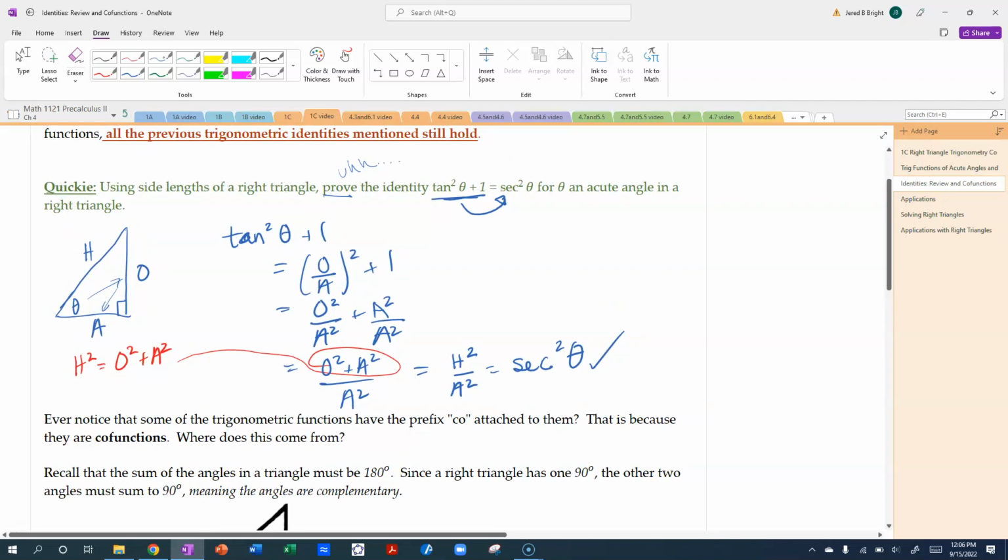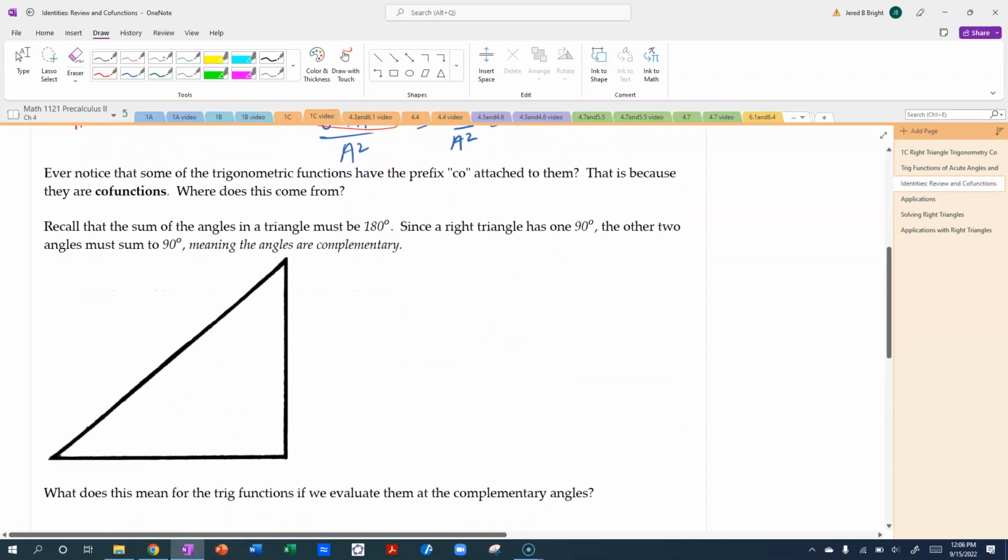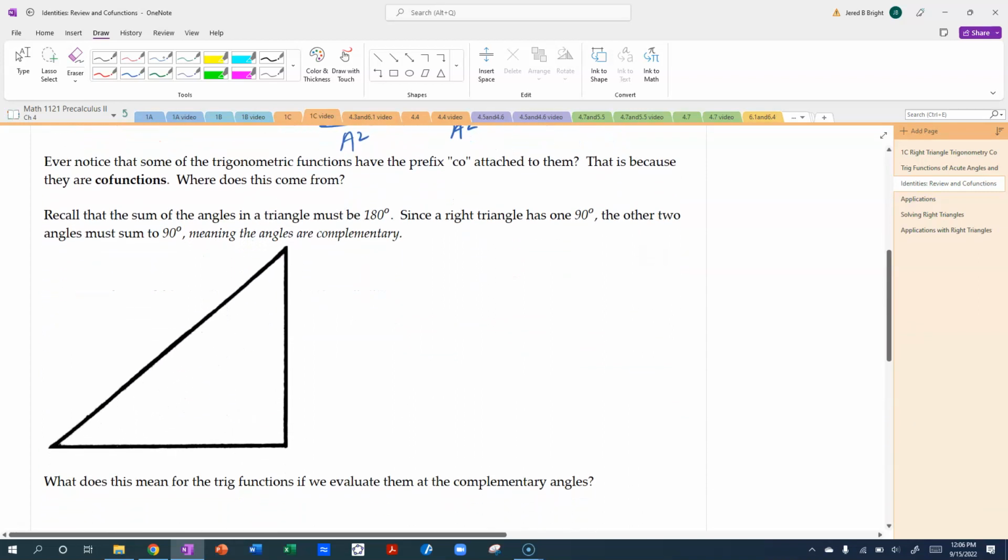Now the next bit is new. We're going to talk about another property called cofunctions. You notice that 3 of the 6 trigonometric functions that we've been working with have a prefix of co attached to them. What does that mean? There is this idea of cofunctions.